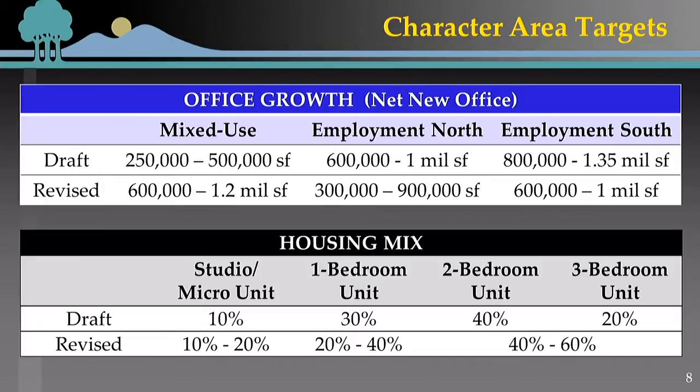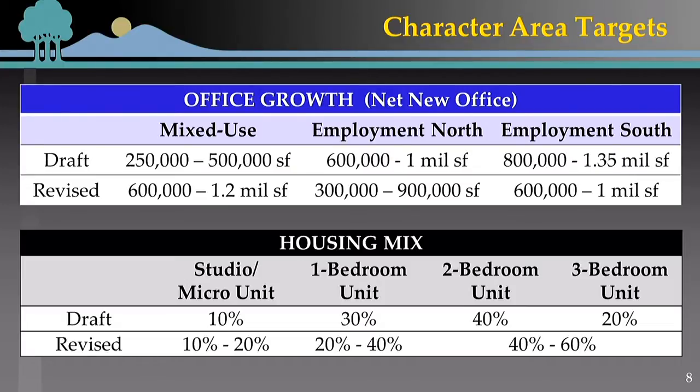Staff took another look at the character area targets. They are intended to guide future decision makers about growing with a balanced mix of office, residential, open space, and neighborhood commercial. The public comment has expressed concern that the targets were too low in the mixed-use character area for office and that there are too many 2-bedroom and larger units identified in the housing mix.